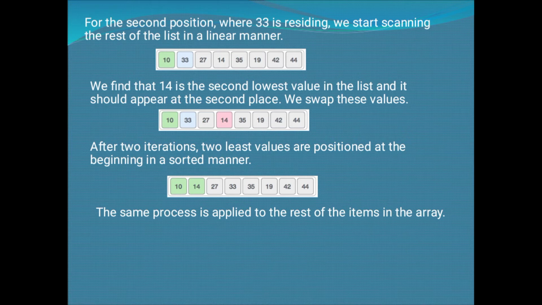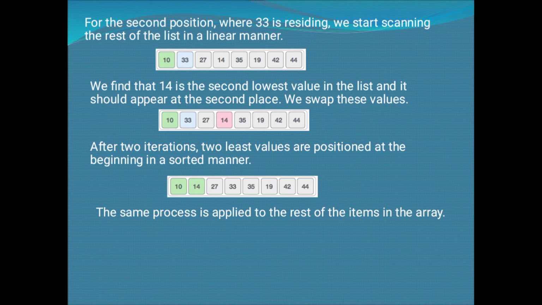Now swap this 14 into the first location. You can see it in the diagram clearly. I have swapped 14 with 33. 14 comes to the first position and 33 goes to the third position. Next, again I will search for the smallest element. I start from 27 and compare it with 33.